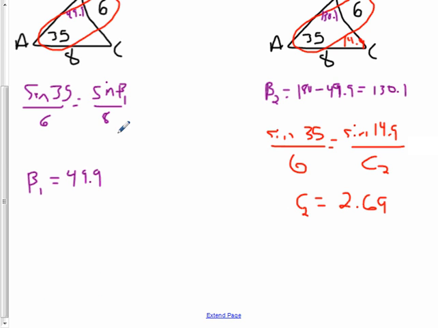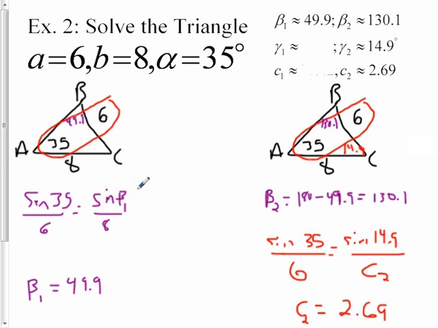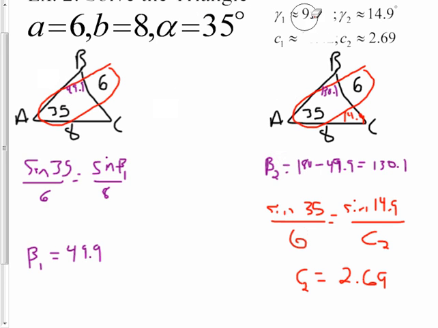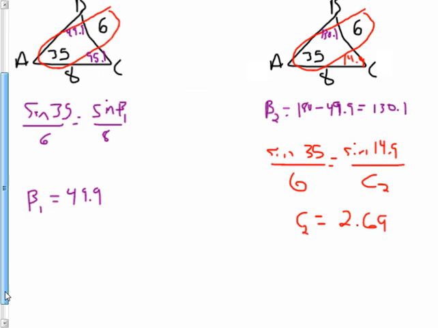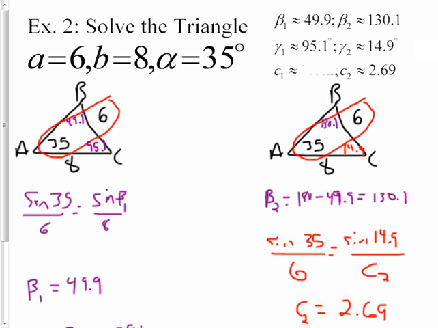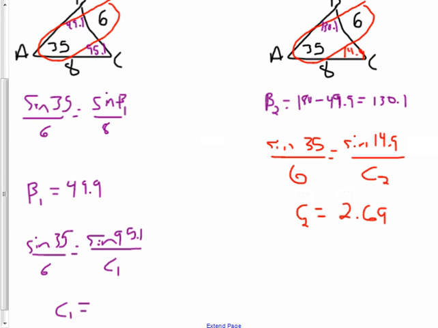Then we'll go back to our original triangle. So here's your first full set of answers. Now we go back to the original triangle, subtract my two angle measures from 180, and you would get 95.1 here. And so then you would take the sine of 35 over 6 equal to the sine of 95.1 over side length C sub 1. Simplify, and you would get C sub 1 equal to 10.42.